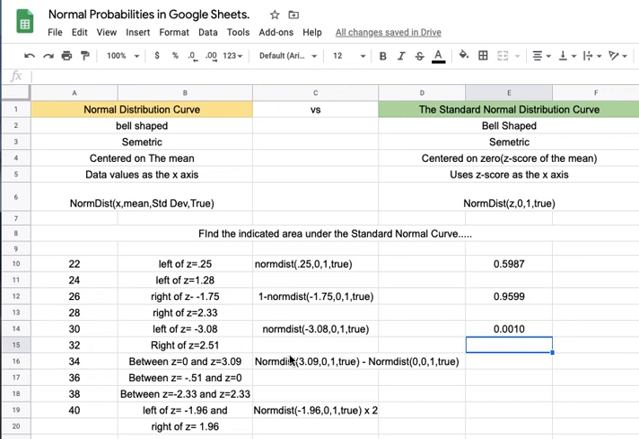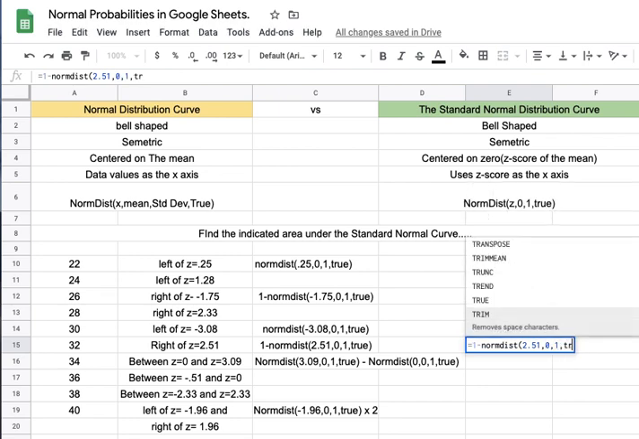Might as well do this number 32. Area to the right. Again, we're going to do 1 minus a normal distribution. Our z-score is 2.51, comma, 0, comma, 1. And the word true is what we would input. Come over here and try it. Equals 1 minus norm distribution 2.51, comma, 0, comma, 1, comma, true.